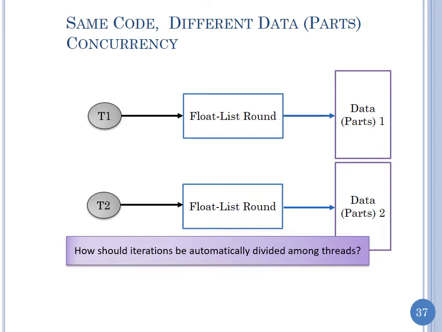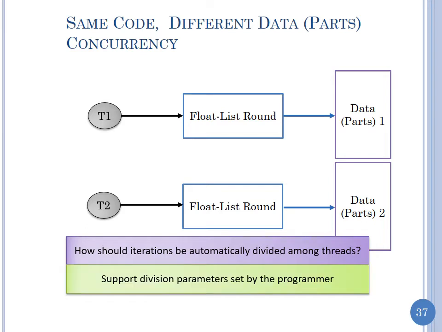So how should iterations be automatically divided among threads? We need to give the programmer some control. The programmer knows, like I said, OMP only knows that it's doing iterations. It doesn't know whether it is an array-based iteration or not, whether it's writing or not, whether it's doing sum or round. So we need to allow programmers some flexibility, and we'll start with something very simple, and then go to something complicated after that, as we see limitations.